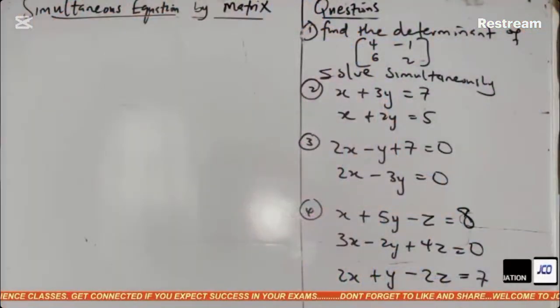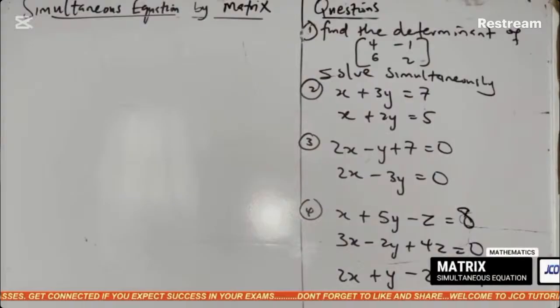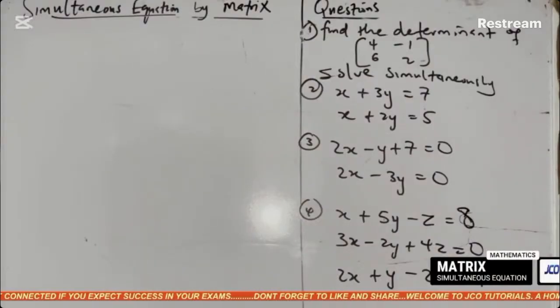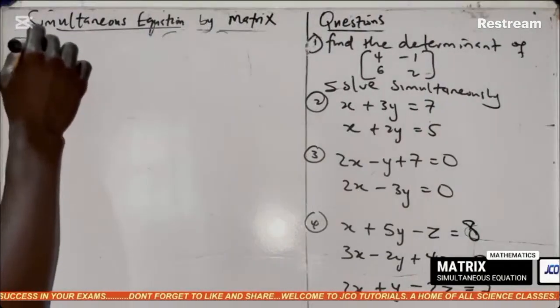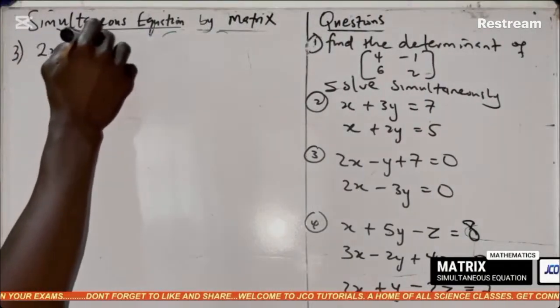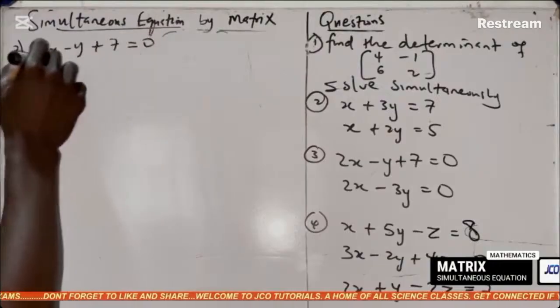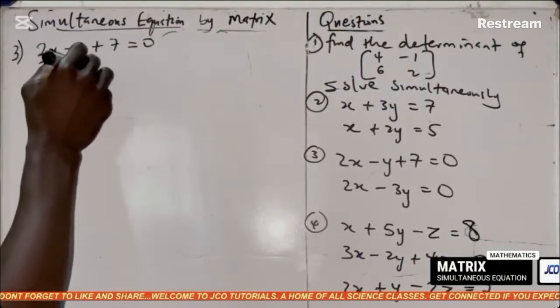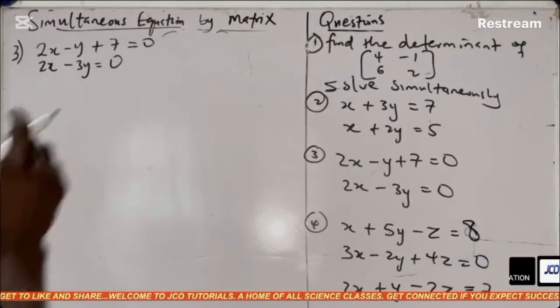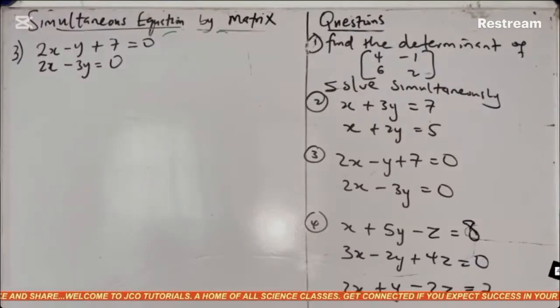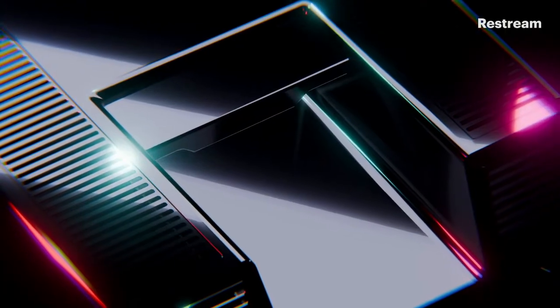All right, so we want to go into simultaneous equation, but this time around, I want to solve it using the matrix method. On 3 it says 2x minus y plus 7 equal to 0. Then 2x minus 3y equal to 0. If you notice here, your x is 8, 9, 10. So here's what you're going to do.